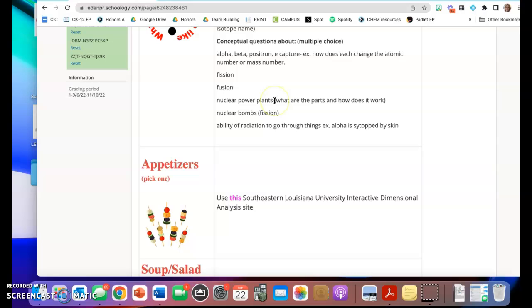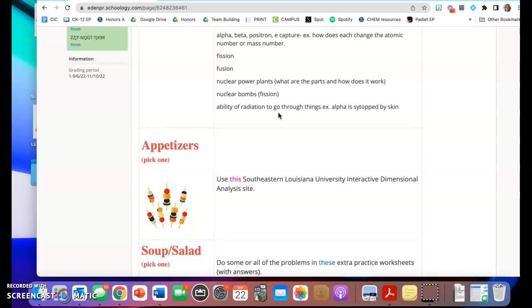Power plants, just the basics. You know that there are fuel rods, and control rods absorb the extra neutrons. The water gets heated and steam is made, which turns the turbine generator, which creates the electricity. The nuclear bombs that the U.S. used in World War II were fission. There are fusion bombs too.